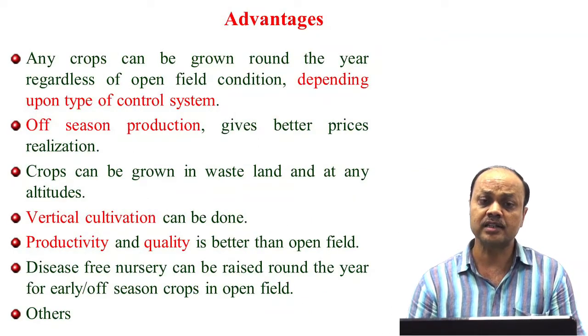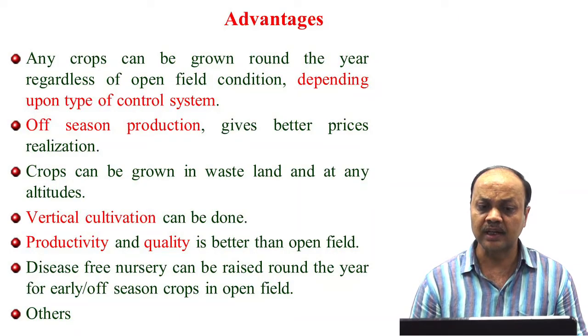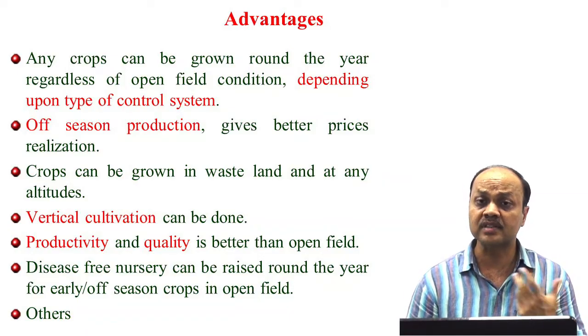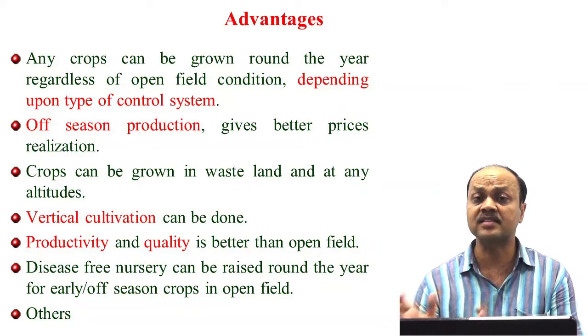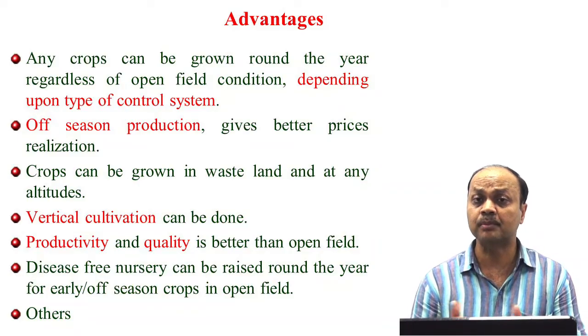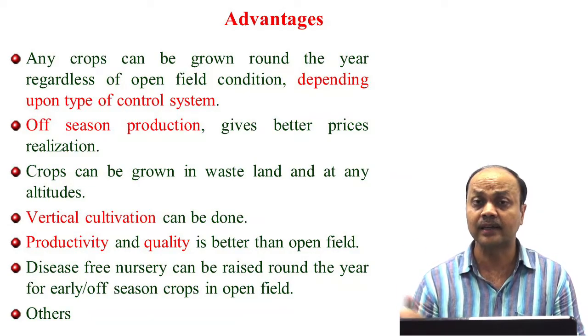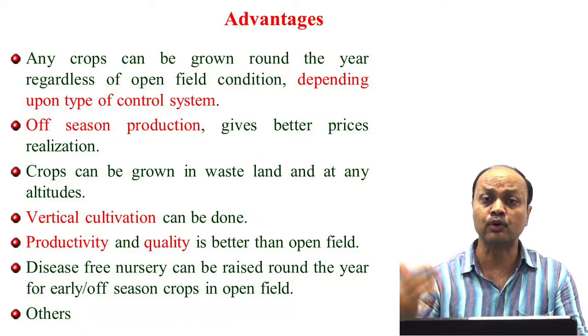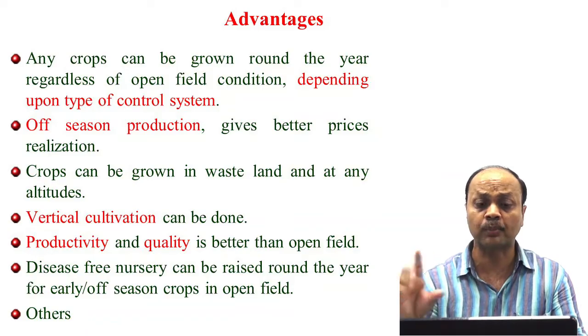Then what are the advantages of greenhouse? Any crop can be grown throughout the year regardless of the open field condition, depending upon the type of control. As I told you, during winter and rainy season it is perfect, but during summer the temperatures go very high. But if you have the cooling system, a proper control system, we can reduce the temperature, and we can grow any crop around the year.